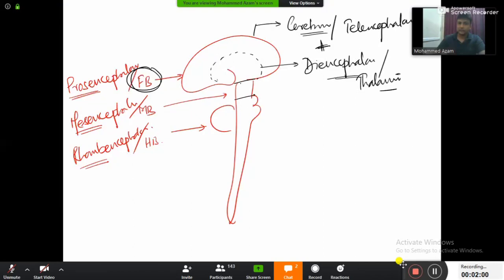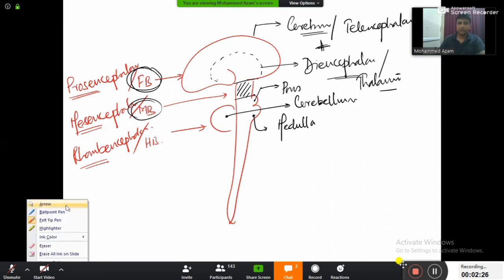And the midbrain part will not be further divided. It is just the midbrain, guys. And we'll come to the hindbrain. Hindbrain will have three parts. This will be the pons here right now, and this will be the medulla oblongata, and this behind here, this will be the cerebellum part. So pons, medulla and cerebellum, these three together are going to form your hindbrain.